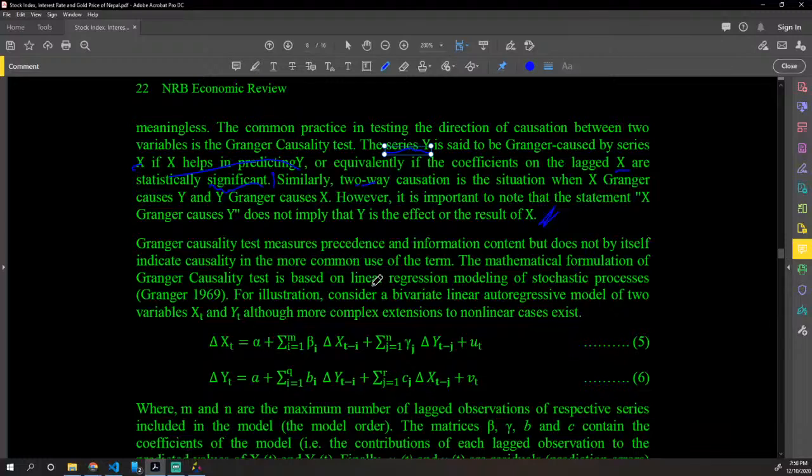The mathematical formulation of the Granger causality test is based on a linear regression model of stochastic processes. So for illustration, consider a bivariate linear autoregressive model of two variables x_t and y_t, although more complex extensions to nonlinear cases exist.